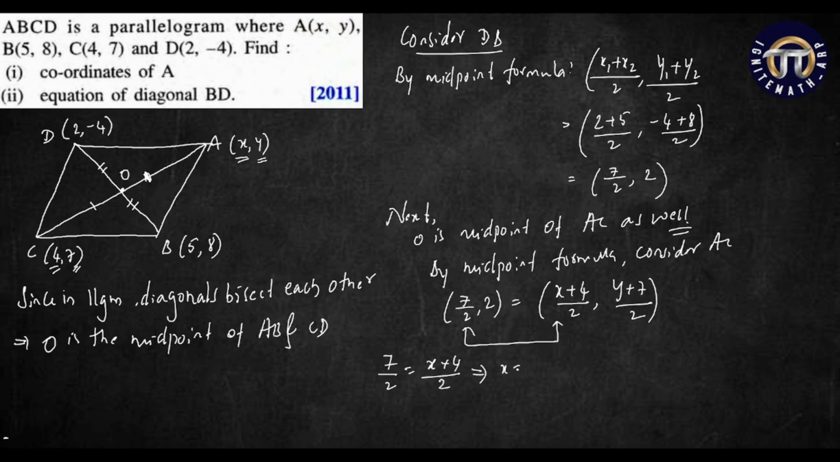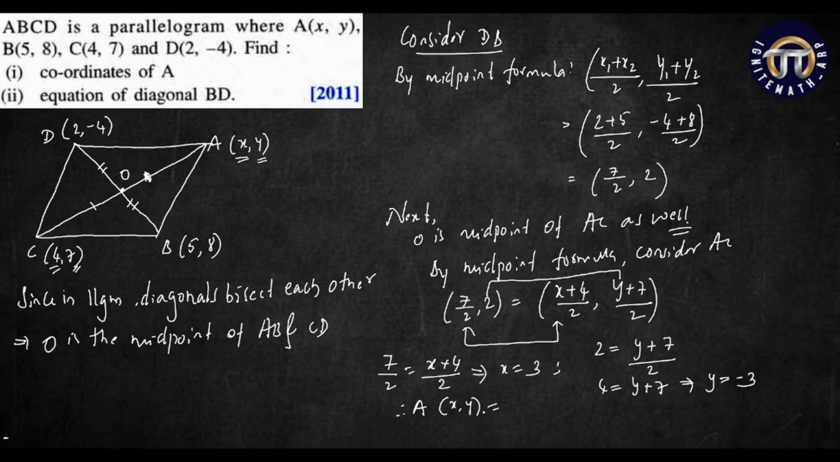That implies x is equal to 3. Later, I'll equate these two. So I can say 2 is equal to (y plus 7)/2, so 4 is equal to y plus 7. That implies y is equal to minus 3. So what is my question over here? I'm supposed to find the coordinates of A. Therefore A (x, y) is equal to (3, -3).